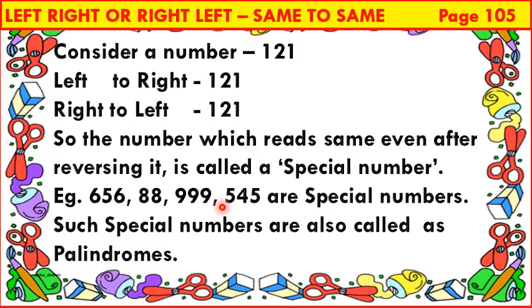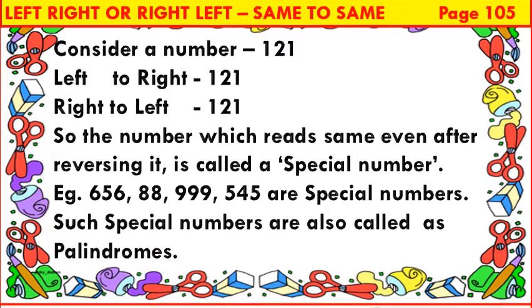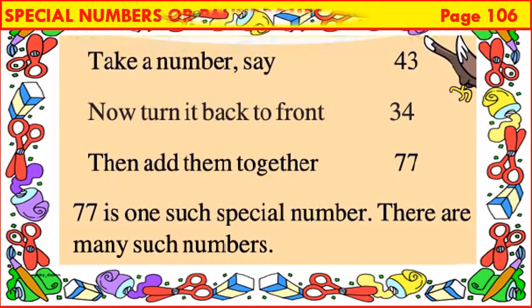Such special numbers are also called palindromes. Special numbers or palindromes. Take a number, say 43, reverse it. It becomes 34. Now add both the numbers. 43 plus 34 gives 77. Reverse of 77 is also 77. So 77 is one such special number.